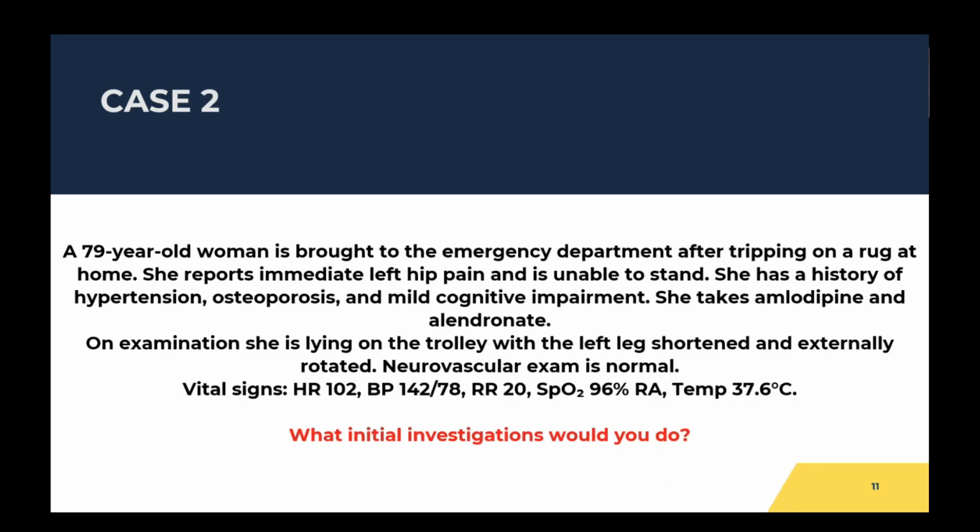So case 2 is of a 79-year-old woman who is brought into the emergency department after tripping on a rug at home. She reports immediate left hip pain and is unable to stand. She has a history of hypertension, osteoporosis, and mild cognitive impairment. She takes amlodipine and alternate. On examination, she is lying on the trolley with left leg shortened and externally rotated. Neurovascular exam is normal, and you can see the vital signs there. What initial investigations would you guys do?